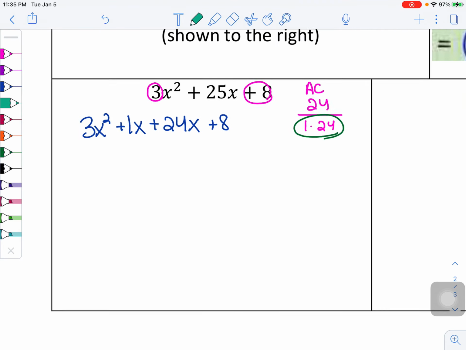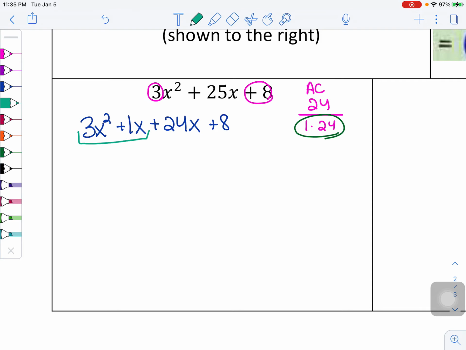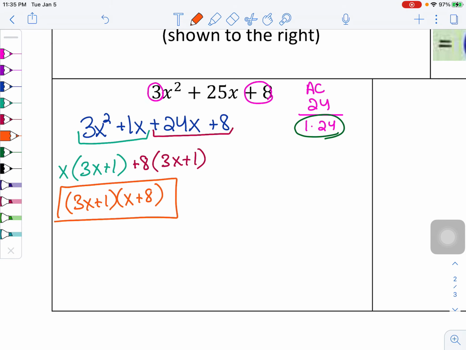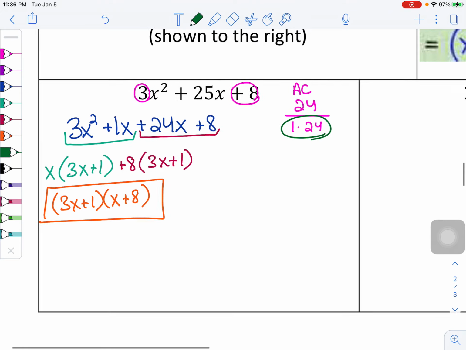Now that we've got it as a 4-term polynomial, this is just like factor by grouping. So I'm going to group the first two together. They have a common factor of an x. So I'm going to take that x out. So 3x plus 1. If I group the second two terms together, they have a common factor of 8. So that would be 3x plus 1. Do a quick check. 3x plus 1 matches 3x plus 1. So that becomes one of my factors. The other factor is the two GCFs, x plus 8. And that is the factored form of that problem.